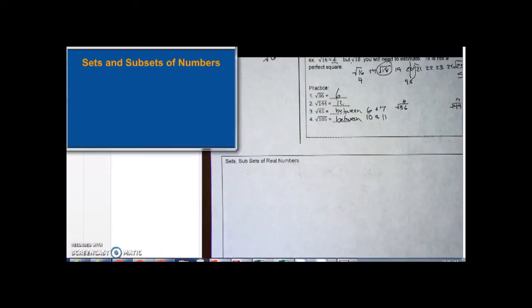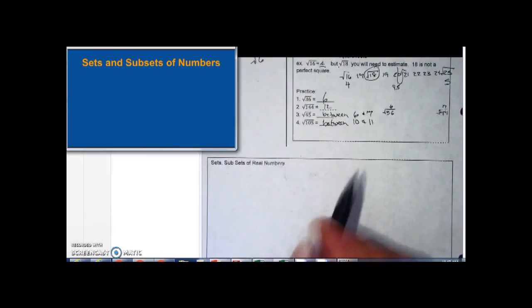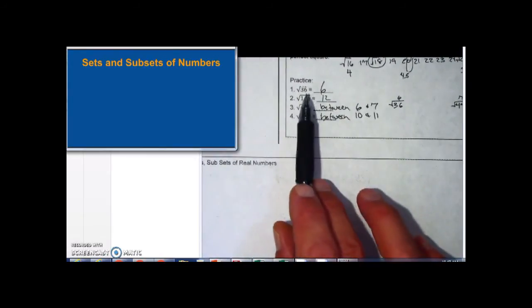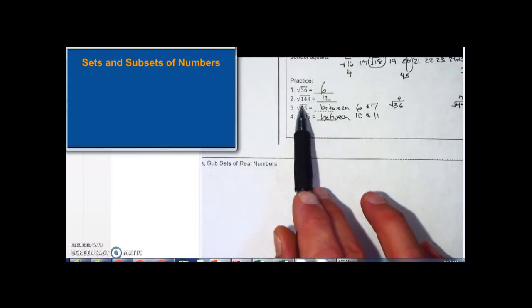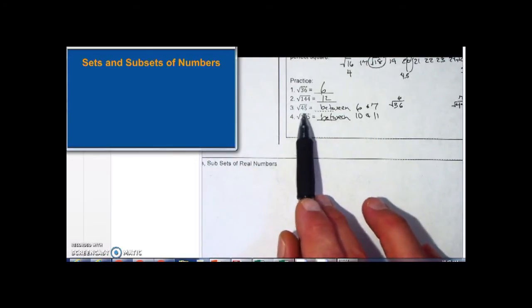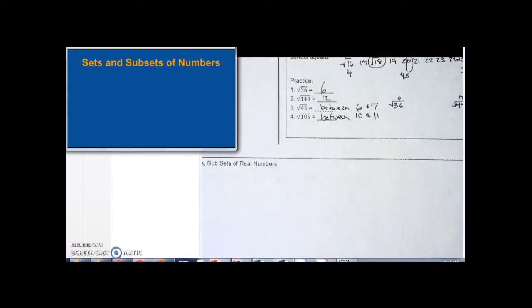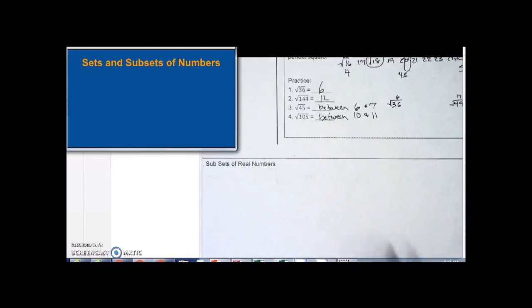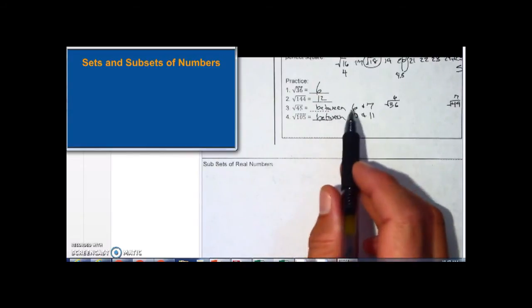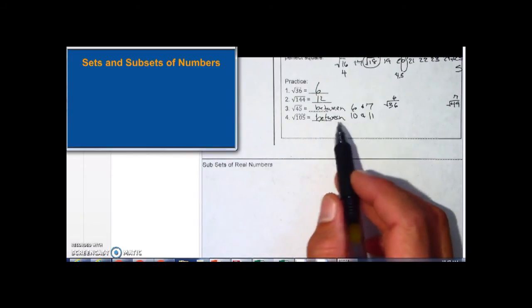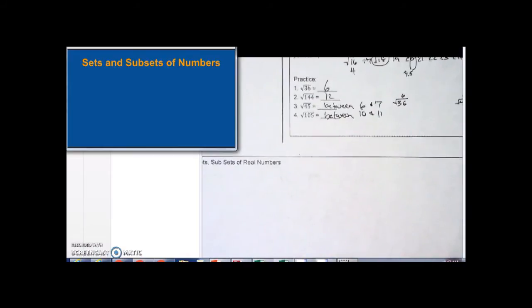Okay. So before we move on, here are the answers. 36 is a perfect square. 144 is a perfect square. But the square root of 45 and the square root of 105 are not perfect squares. Okay, the square root of 45 is between 6 and 7, and the square root of 105 is between 10 and 11.